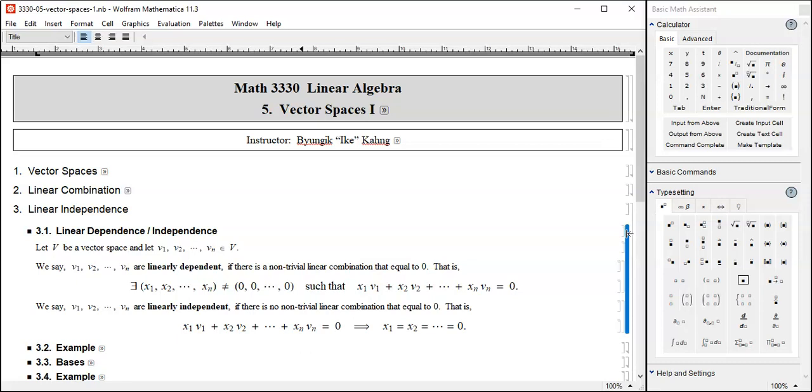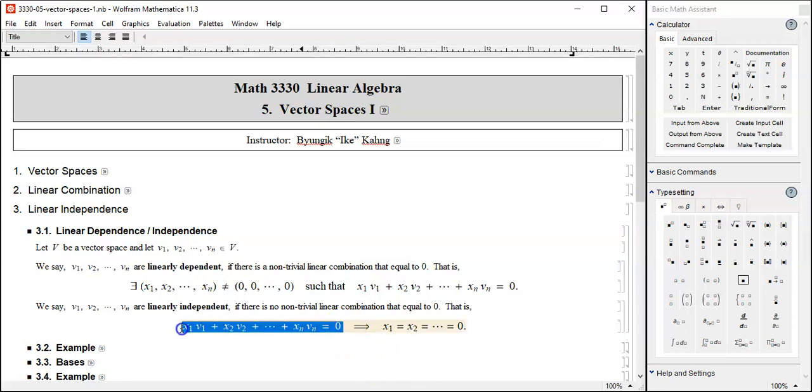We say these vectors, v1, v2, v3, all the way to vn, are linearly independent if the linear combination equal to 0 means all coefficients are 0. There's no way you're going to get a linear combination equal to 0 with some non-zero coefficient flying around.